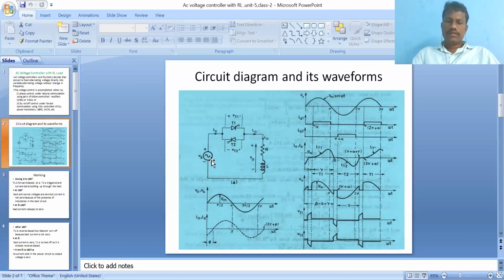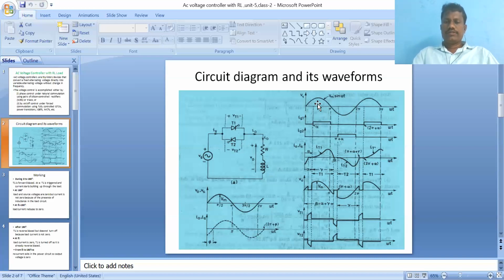So what is the current path? It is in the opposite, negative direction. Here the polarity changes automatically, Vs minus and Vs plus. The path goes from Vs plus through the load and the second thyristor, and finally back to Vs. So this portion comes due to the second thyristor being in the on state. One portion comes in T1 on state, the other portion in T2 on state.